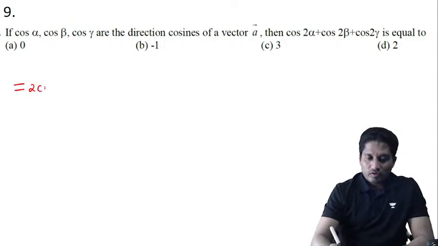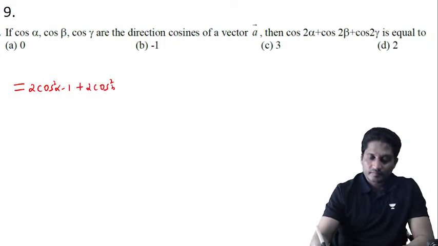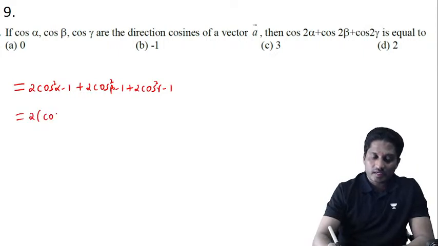Cos 2 alpha is 2 cos square alpha minus 1. Cos 2 beta is 2 cos square beta minus 1. And cos 2 gamma is 2 cos square gamma minus 1. So I'm going to take 2 common. Left out is cos square alpha plus cos square beta plus cos square gamma minus 3.